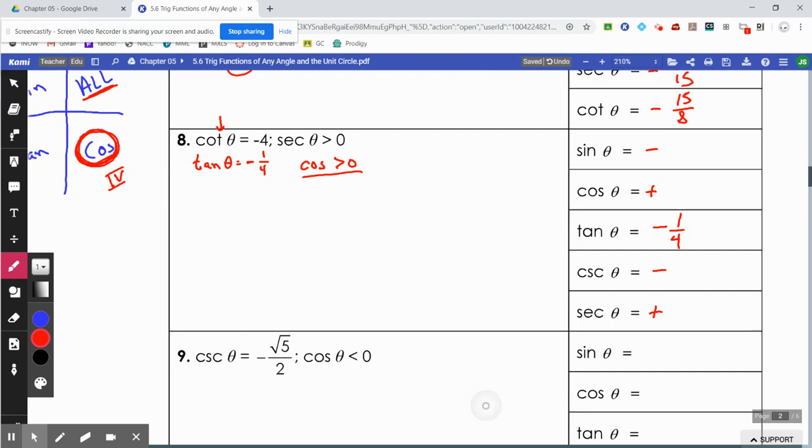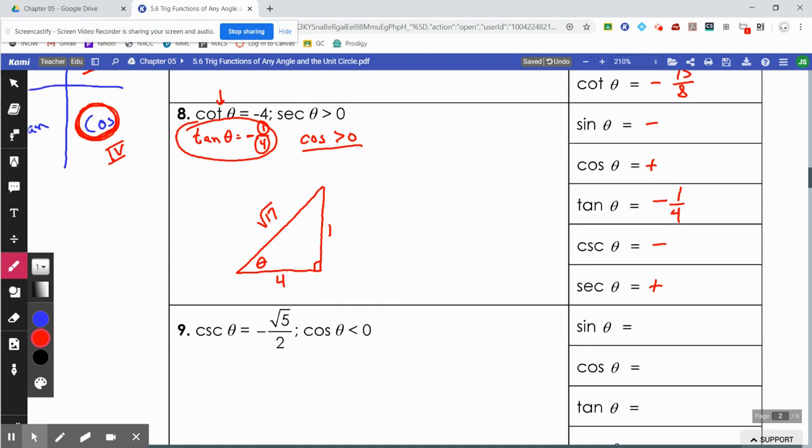So now let's go ahead and draw ourselves a right triangle. Let's label one of the angles theta. And I know that tangent is negative 1/4. Now I don't have to worry about the positives and negatives anymore. All I have to worry about is the 1 and 4. Tangent is opposite over adjacent. Opposite adjacent would be 1 and 4. Pythagorean theorem gives you the square root of 17 for your missing side. Now we've got all of our side lengths.